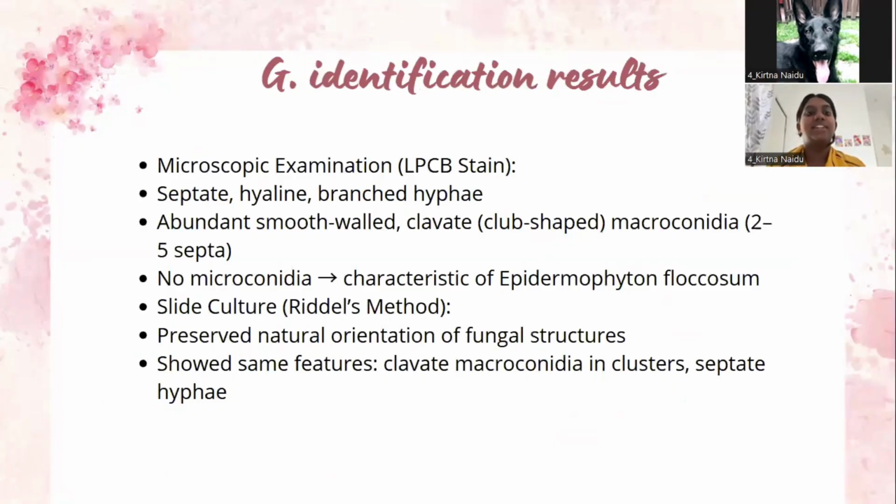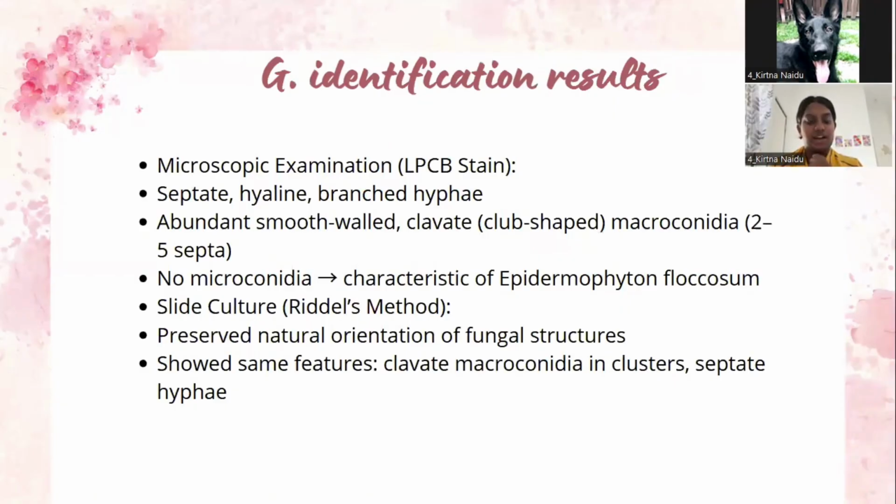Next is the identification result. Identification of fungal isolates was carried out by microscopic examination of a native preparation and also verified by slide culture using Riddle's method. Under microscopic examination using lactophenol cotton blue stain, the native mount revealed septate, hyaline, and branched hyphae and abundant smooth-walled club-shaped macroconidia with 2 to 5 septa. Microconidia were absent, which is a distinguishing characteristic of E. floccosum.